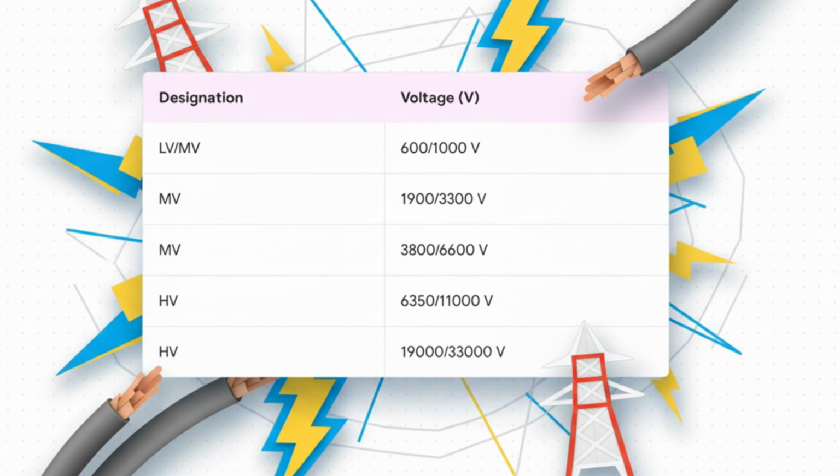And here's what that looks like in the wild, with some common British standards. Take that 6350/11,000 volt cable, for example. It's designed for 11,000 volts between phases, and it can handle 6,350 volts from any single phase to the earth. Getting this right isn't just a good idea. It's absolutely non-negotiable for safety and performance.